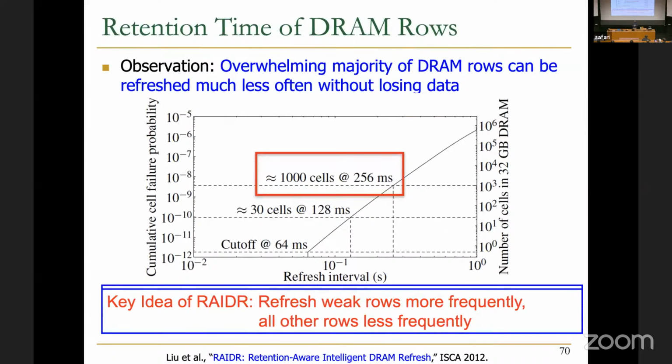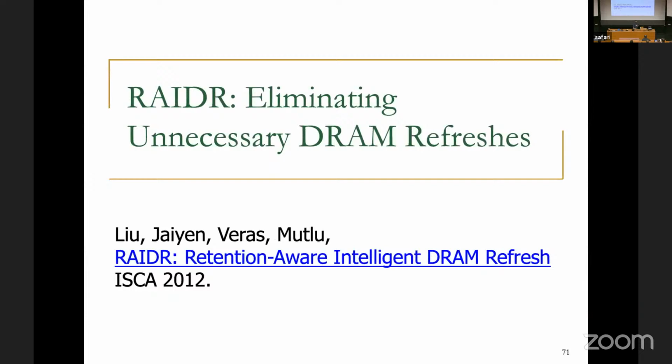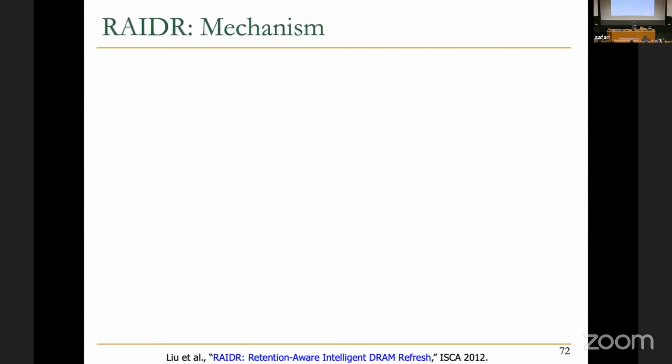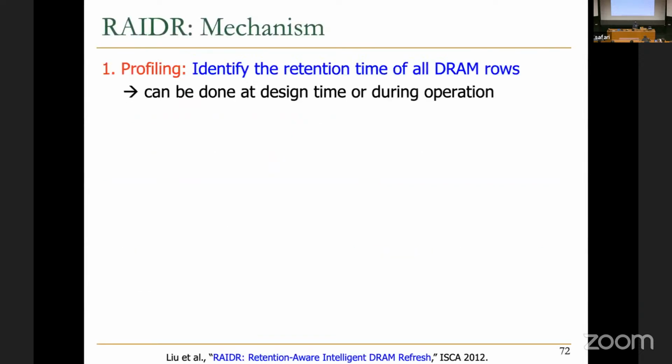So our key idea is refreshing weak rows more frequently and all other rows less frequently. And it leads to the design of this mechanism called RAIDR. This is the paper published in ISCA 12. Okay, so the first step of RAIDR is the profiling.